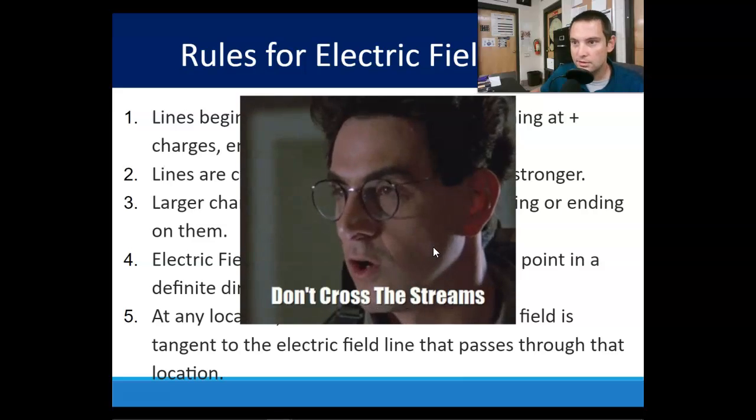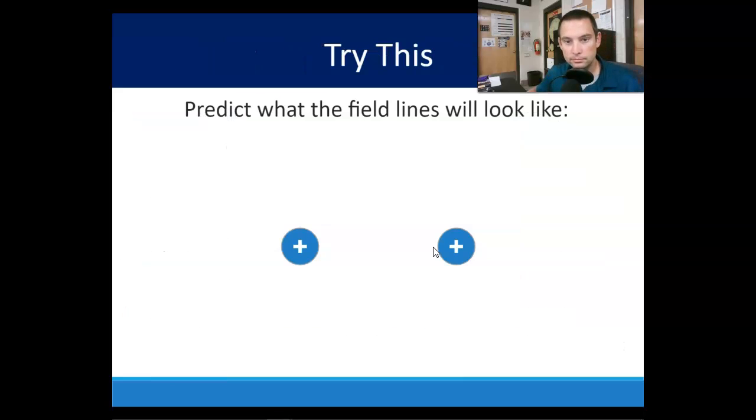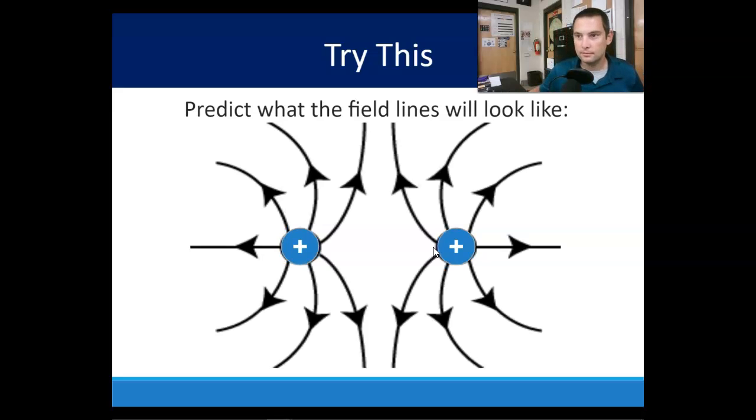Don't cross the streams. It's Ghostbusters. Try it for yourself. Equal charges. Did I trick you? Is that tougher than you thought? Right, so the lines can never cross, but they're going to repel near each other. Equal charges, so each one has the equal number of lines coming out, 7 on each side.